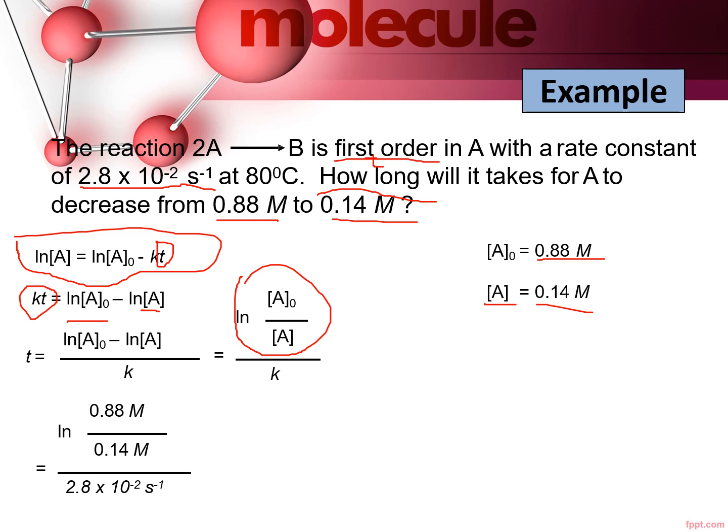So when you bring all the concentrations just now into the formula, ln of 0.88 molar over 0.14 molar, that is divided by K. K, you know the value has been given, right? So in the end you can get t is equal to 66 seconds, or 1 minute 6 seconds. Okay, that can also be put, but 66 seconds is much nicer.